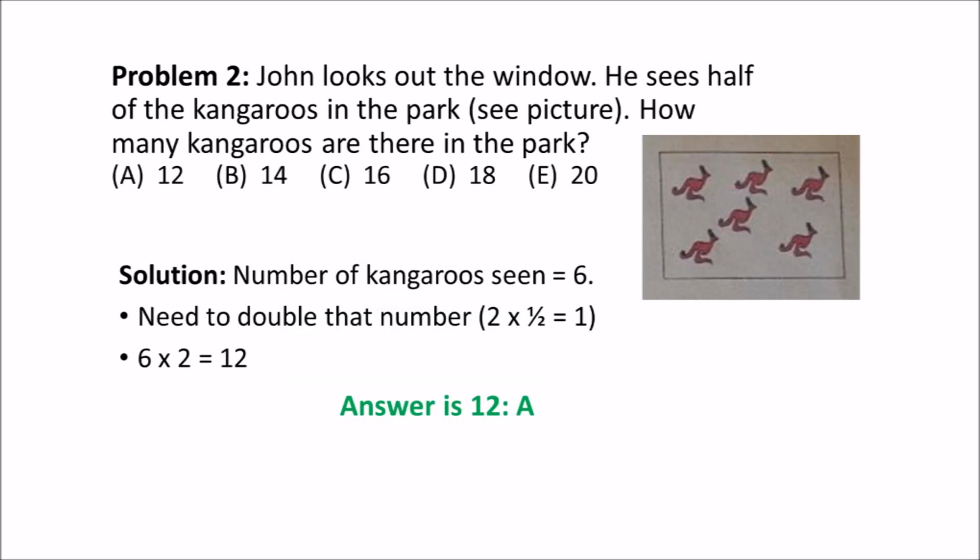To solve this problem, you notice that they say that they see half of the kangaroos. The number of kangaroos seen is 6. You need to double half to get the whole. So 6 times 2 equals 12. The answer is 12, which is A.